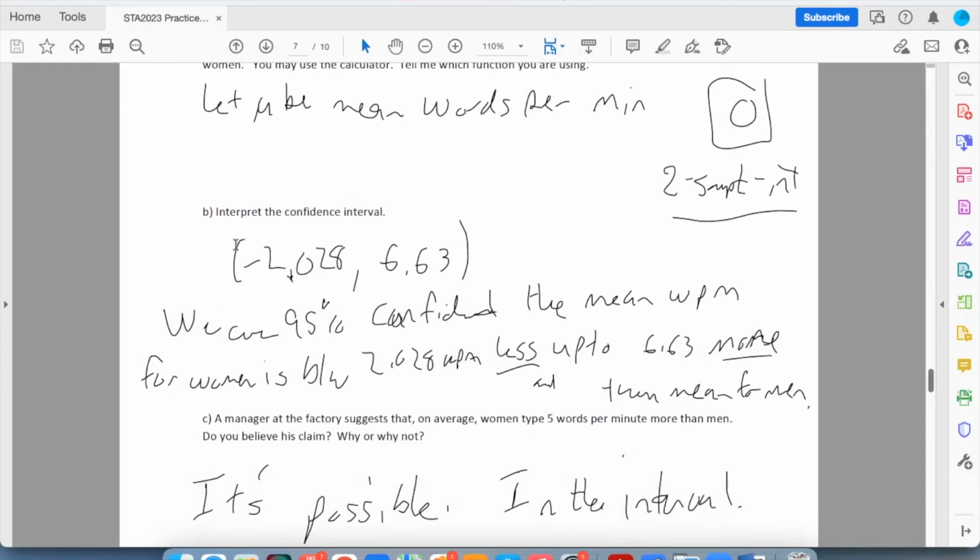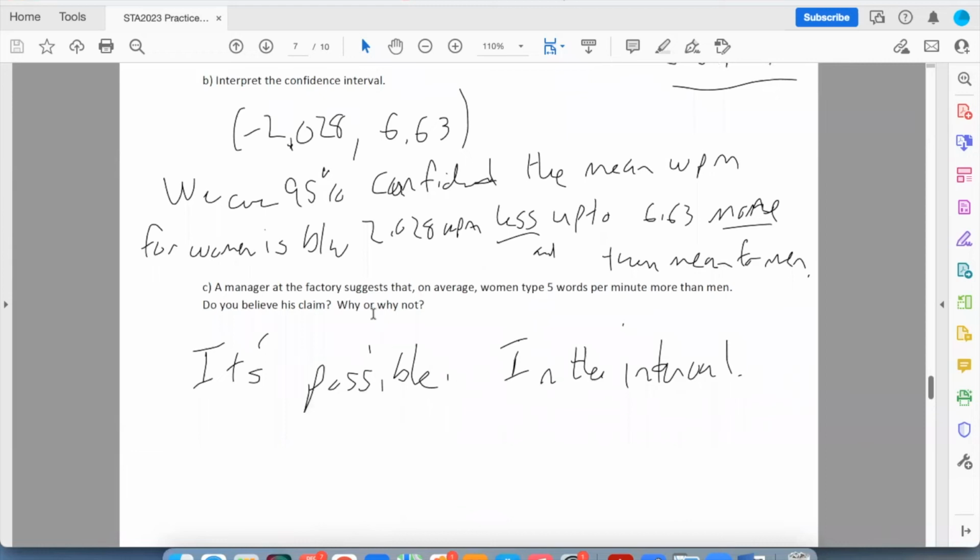We're always predicting how much higher group 1 is than group 2 on average. What's it mean to be negative higher? It means lower. So we're 95% confident the mean or average words per minute for group 1, women, is between 2 words per minute lower up to 6 words higher than men.